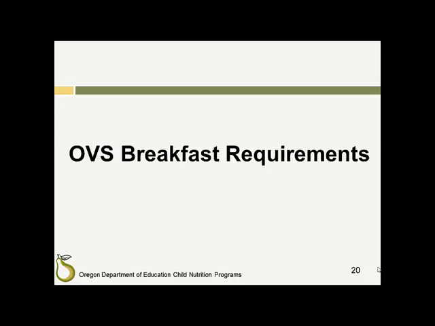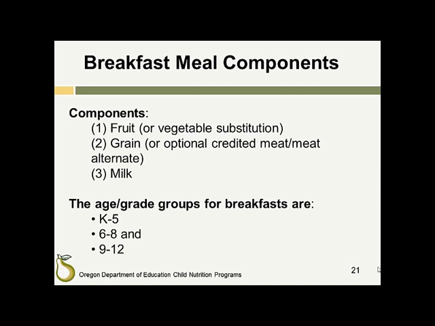Please note, OVS in the school breakfast program is optional for all age grade groups. The meal pattern for breakfast consists of 3 food components. 1, fruit or vegetable substitution. 2, grain or optional credited meat alternate. And 3, milk. The age grade groups for breakfast are K-5, 6-8, and 9-12.